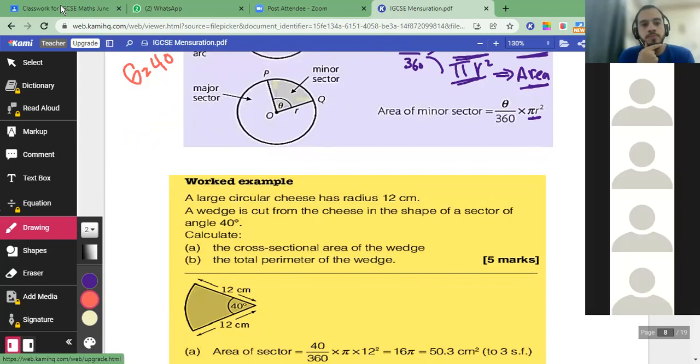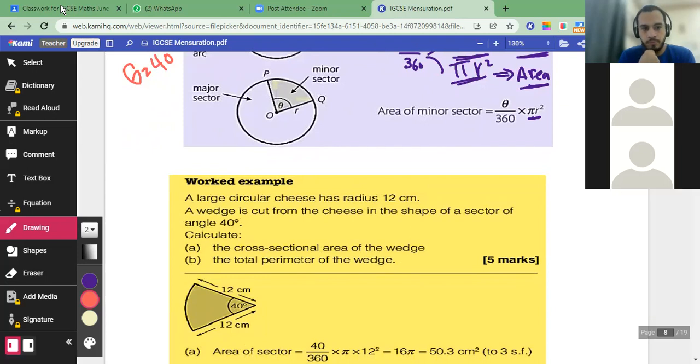A large circular cheese has radius 12 centimeter. A wedge is cut from the cheese in the shape of a sector of angle 40 degrees. Calculate the cross-sectional area of the wedge. The total perimeter of the wedge. So, first of all, we need to find the area of it.